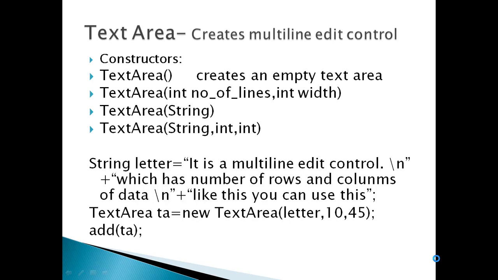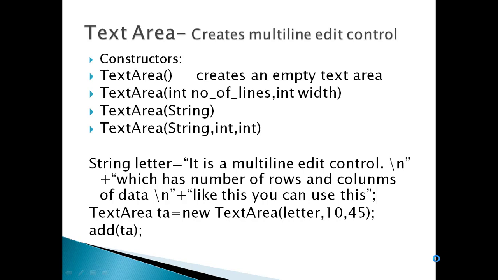Fourth constructor, TextArea(String, int, int). This is the fourth constructor, which creates a text area initialized with the string as its value, and the number of rows as the first parameter and the number of columns as the second parameter. Constructors like these are used to create the text area.